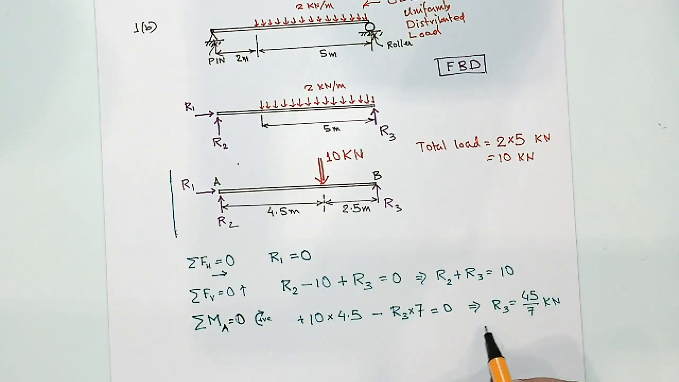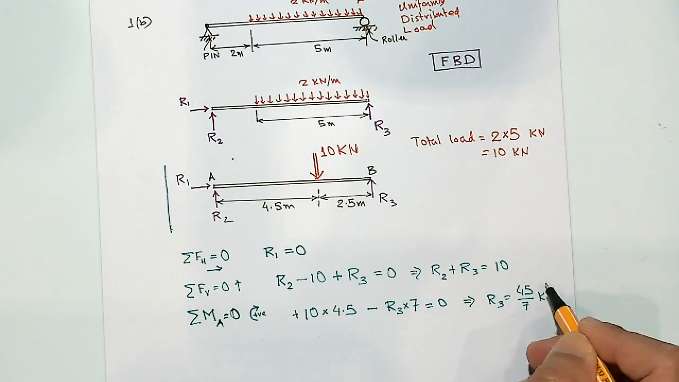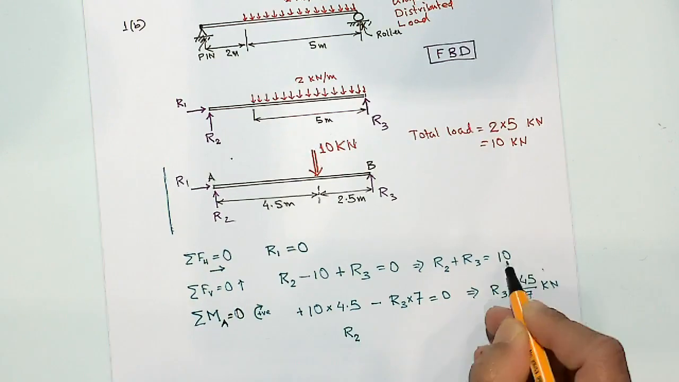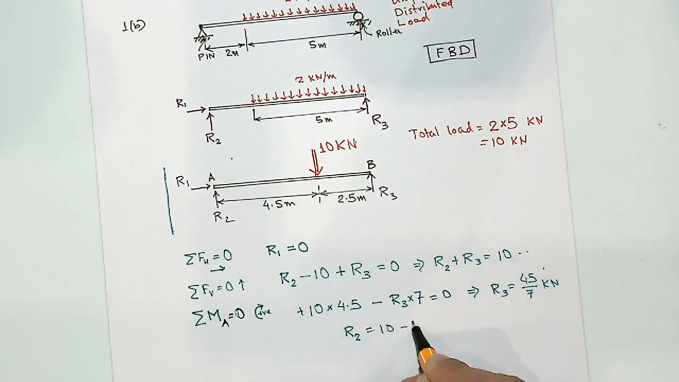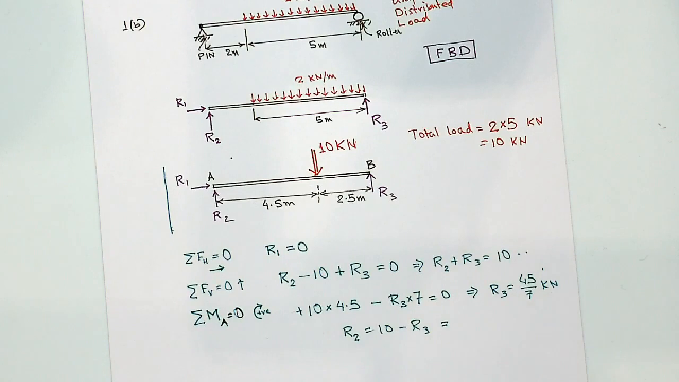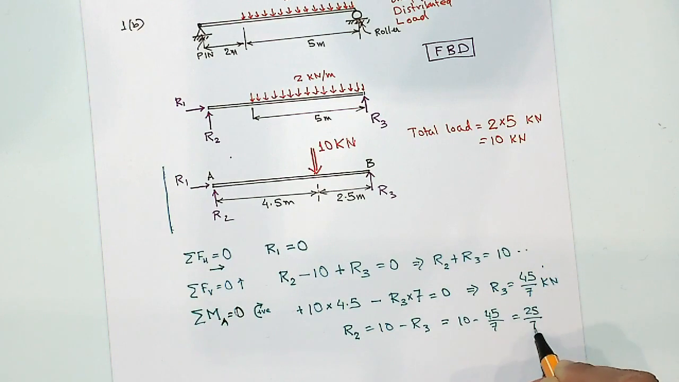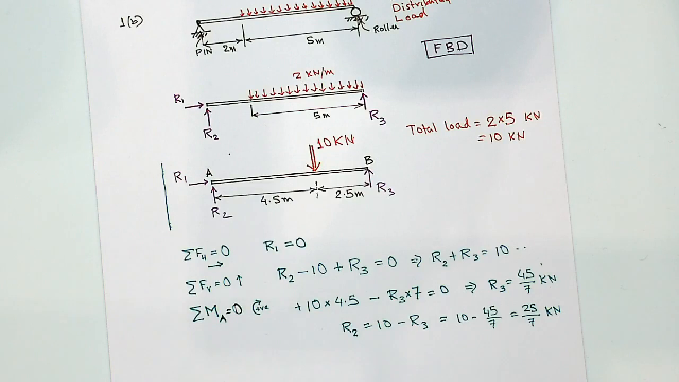So 45 over 7 kilonewton means whatever it is, you can do that. But if you go back now, put that value in the previous equation, then you can get the value of R2. Because from here, we know R2 is 10 minus R3. So 10 minus R3 would give you 10 minus 45 over 7. So that is 70 minus 45. So that is 25 over 7 kilonewton. So you now know R1, R2 and R3, all three reaction forces. This is what the problem is asking you. Find out the three reaction forces.